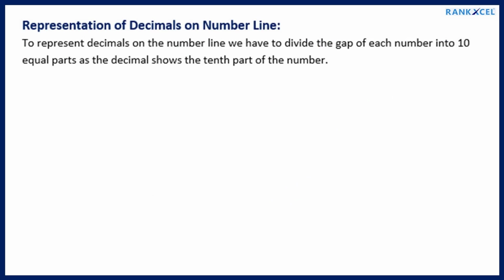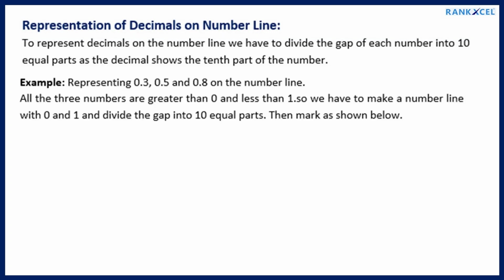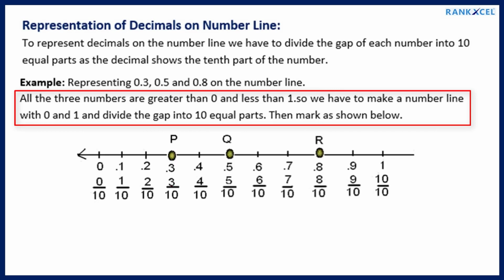Representation of decimals on the number line. To represent decimals on the number line, we have to divide the gap of each number into 10 equal parts, as the decimal shows the tenth part of the number. Example, representing 0.3, 0.5 and 0.8 on the number line. All three numbers are greater than 0 and less than 1. So we have to make a number line with 0 and 1 and divide the gap into 10 equal parts. Then mark as shown below.